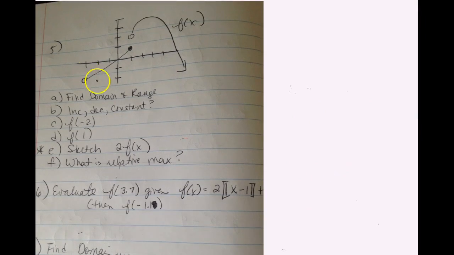Okay, number 5. So on number 5, you're using this one picture up here, okay? And I've called it f of x, and you're going to answer all of this stuff with this one picture, okay? So on part A, it wants the domain and the range.